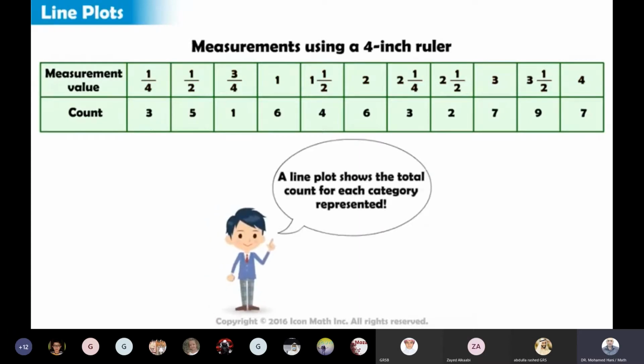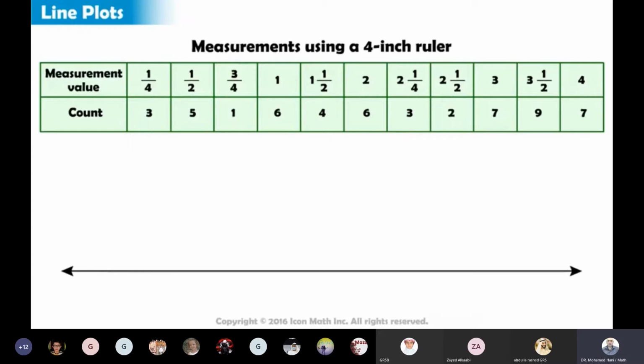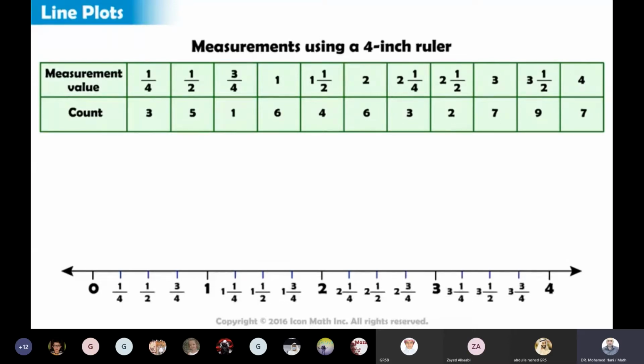Remember that a line plot shows the total count for each category represented. We draw a horizontal line, and then divide it into 4 equal parts. These will mark whole numbers from 0 to 4. Then, we divide the space between every 2 whole numbers into 4 equal parts. This way, we can mark 4ths of an inch. In the table, we have 3 measurements of 1/4 of an inch. So we draw 3 crosses on top of the mark for 1/4. And there are 5 for 1/2 of an inch. So we draw 5 crosses on top of the mark for 1/2. For 3/4 of an inch, we only have one measurement. So we draw only 1 cross.